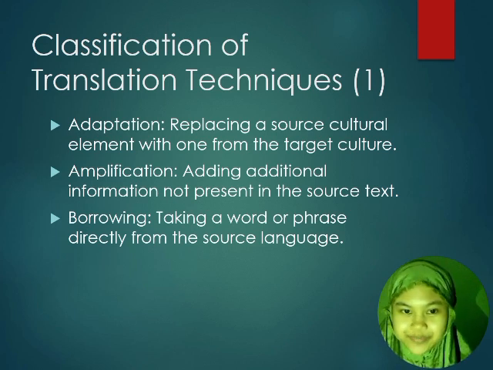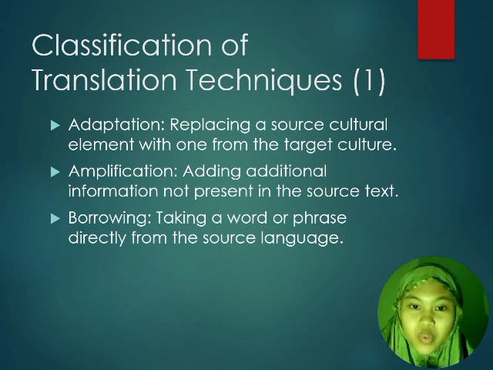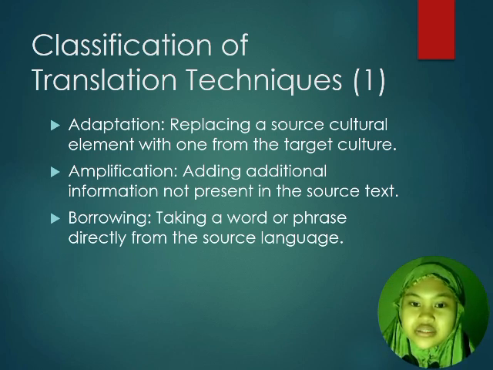And then the next one is the classification of translation techniques. There are some. The first, adaptation, is replacing a source cultural element with one from the target culture, to fit the target audience's expectations and the meaning. And then the second, amplification, is adding additional information not present in the source text. The third, borrowing, is taking a word or phrase directly from the source language.